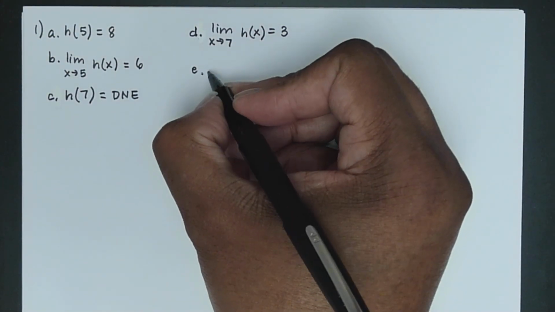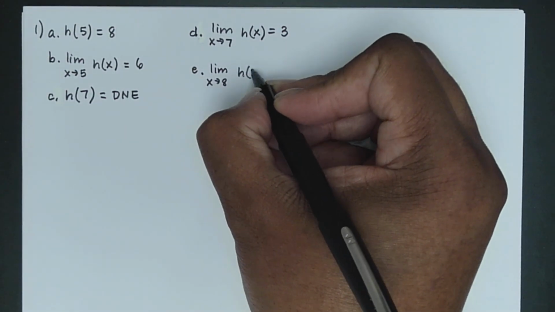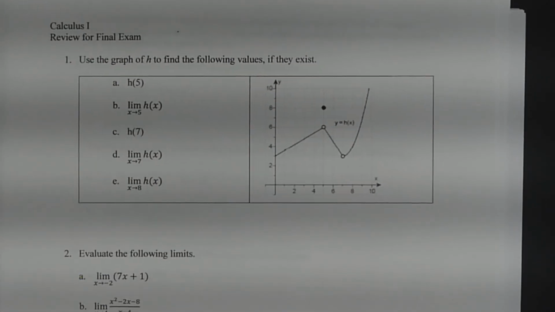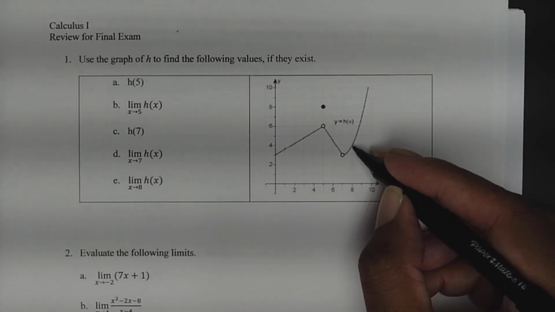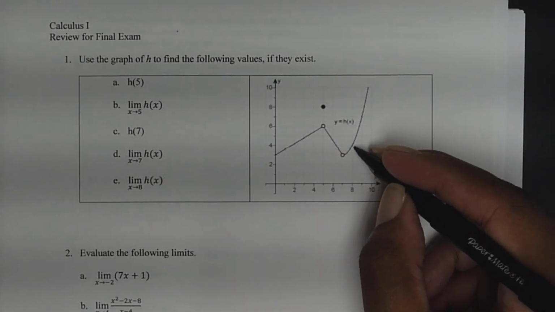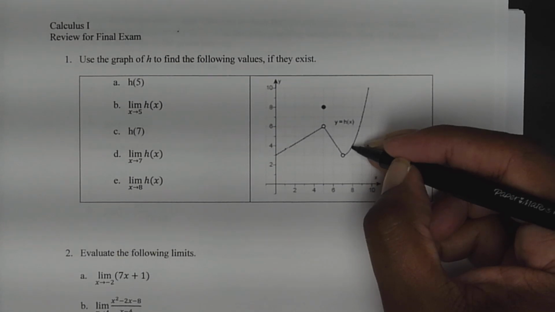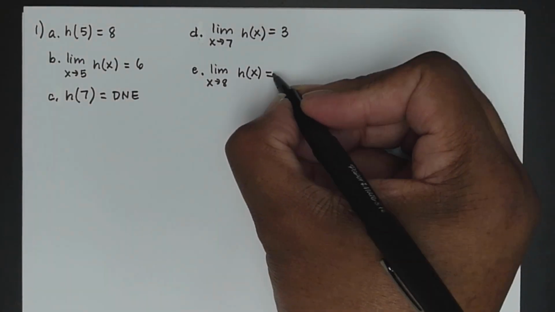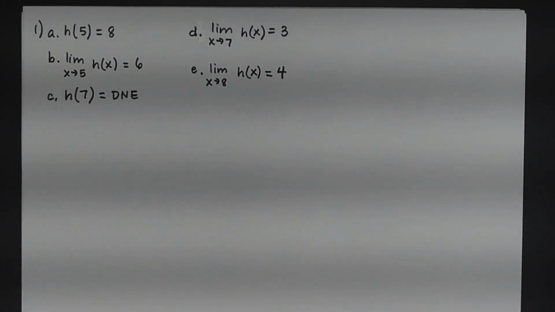And then for part E, we've got the limit as x approaches 8 of h of x. And in this case, at 8, it is at a y value of 4. So at x equals 8, that y value will be 4. And if you were to go to the left of 8 and to the right of 8, both sides would get closer and closer to 4. So the limit as x approaches 8 of h of x will be 4. Okay, so that's how we do problem number 1, doing those limits.